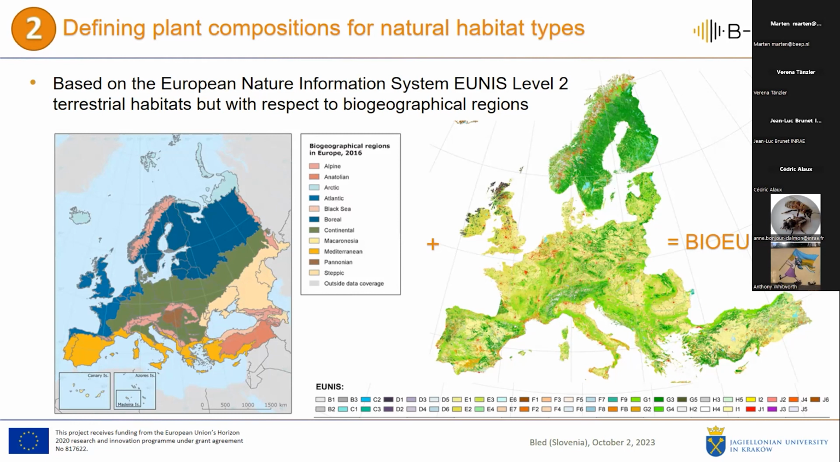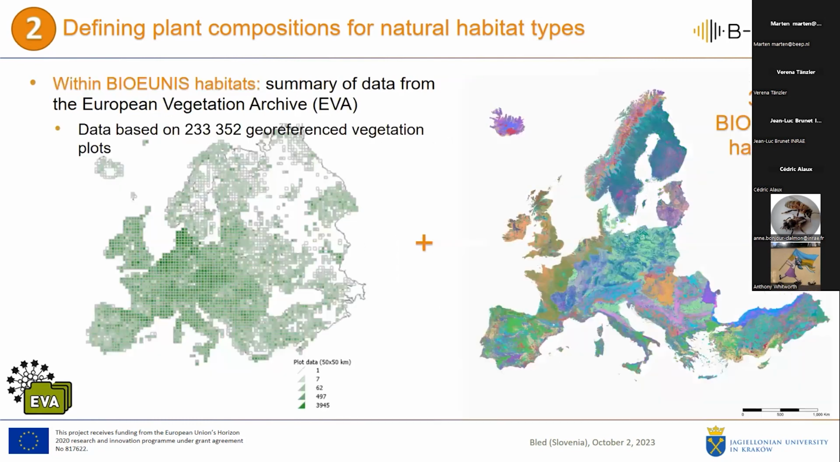The team at the Coimbra University developed something they call bio-unis. So they add more details to this basic European nature information system. The next step was to add information about what kind of plants we have in different habitats. For that, they used the data from the European Vegetation Archive, which consists of more than 200,000 georeferenced vegetation plots.